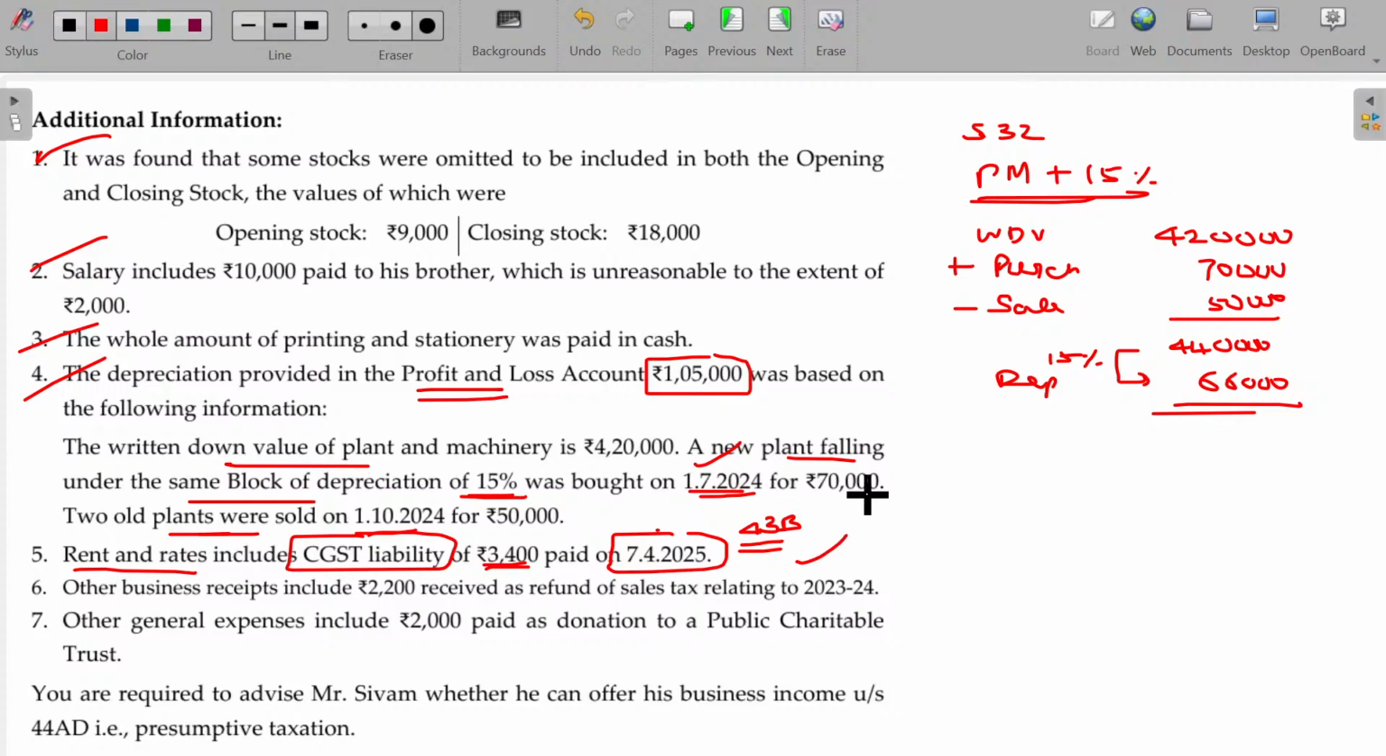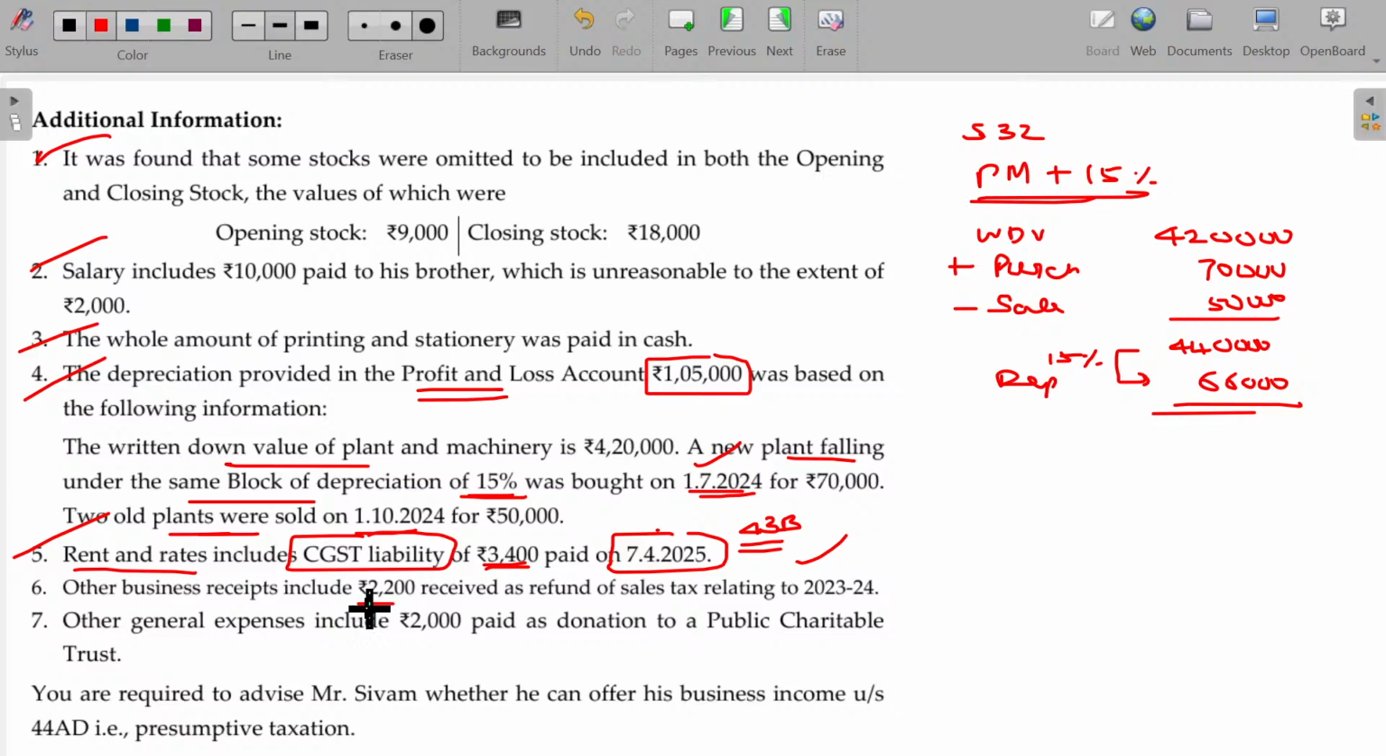So definitely it is eligible for deduction. No need to do any adjustments. But give a note: allowed as the payment should be made before the due date of filing of return of income as per section 43B. So the payment is also made within the due date. So no need to adjust this.